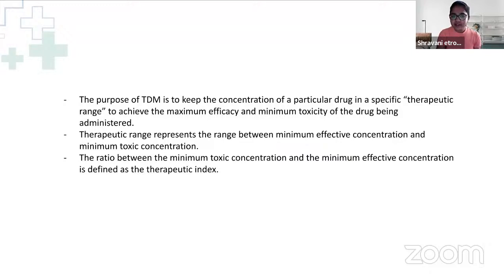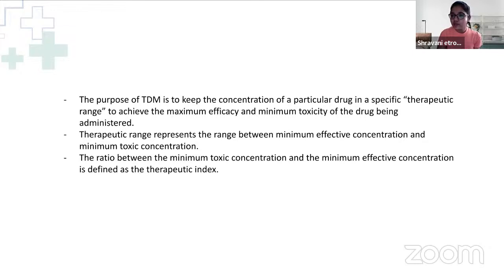Then what is the purpose of TDM? This is to keep the concentration of a particular drug in a specific therapeutic range to achieve the maximum efficacy and minimum toxicity of the drug being administered. The therapeutic range represents the range between the minimum effective concentration and minimum toxic concentration. The ratio between the minimum toxic concentration and the minimum effective concentration is defined as the therapeutic index.